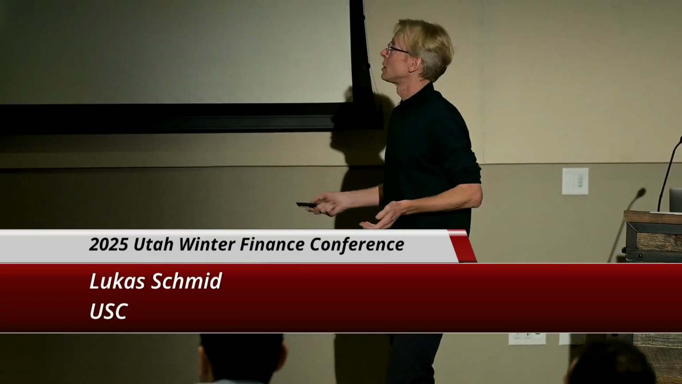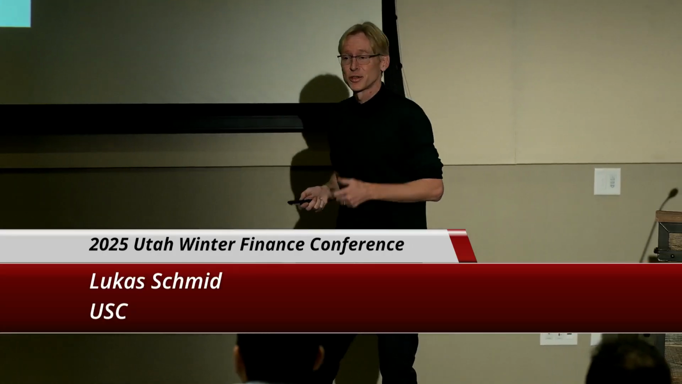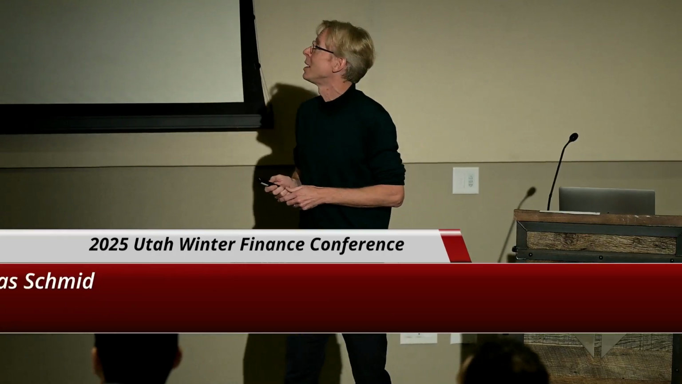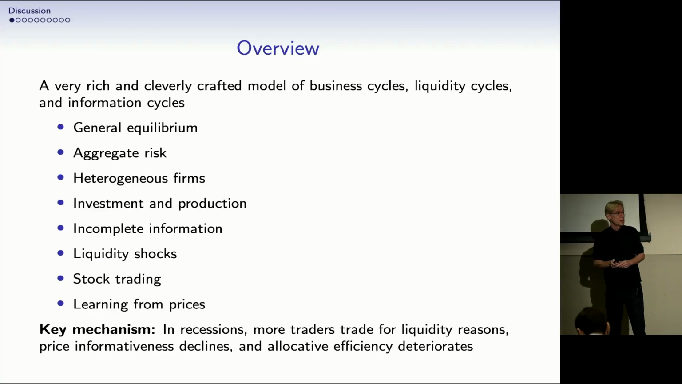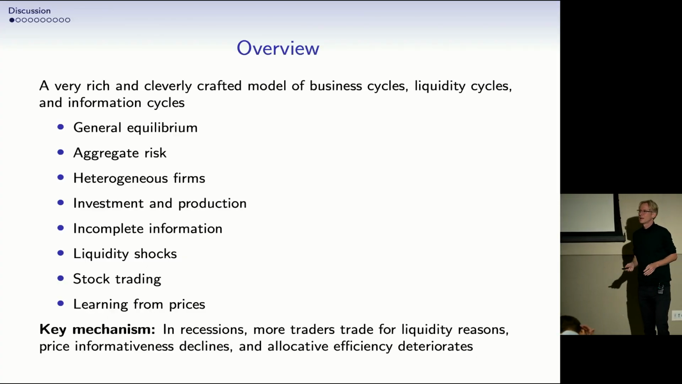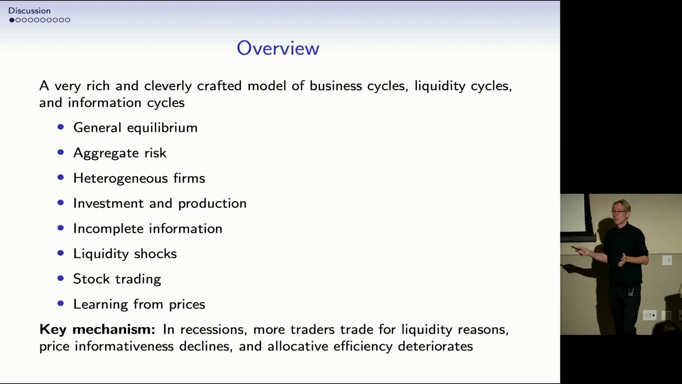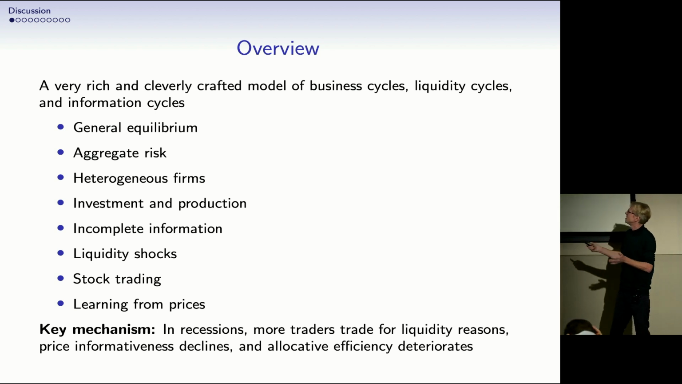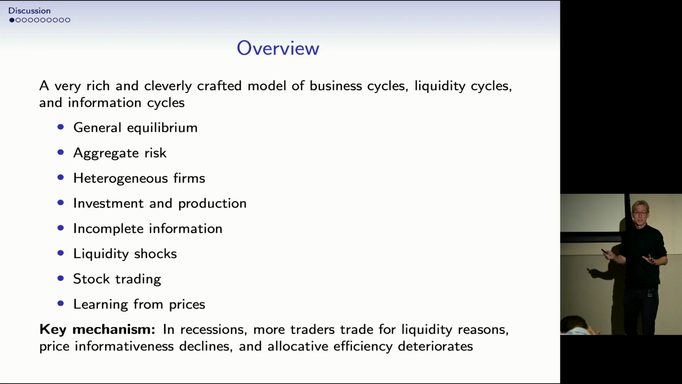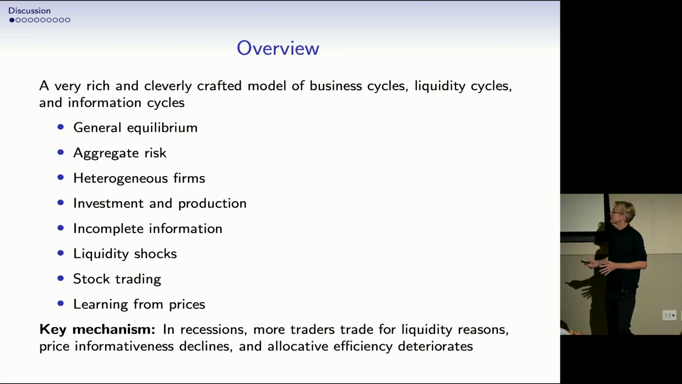It creates a very rich and, I would say, cleverly crafted model, there's a lot of craftsmanship going into this, a model of business cycles, liquidity cycles, and information cycles. There's a lot going on in that model. There's general equilibrium. The authors are macroeconomists. There's aggregate risk. We want to talk about cycles. There are heterogeneous firms, investment and production. And if you have all these four elements together, typically you're about to run into a big mess, and I learned that the hard way myself.